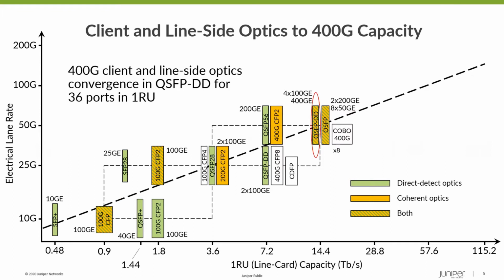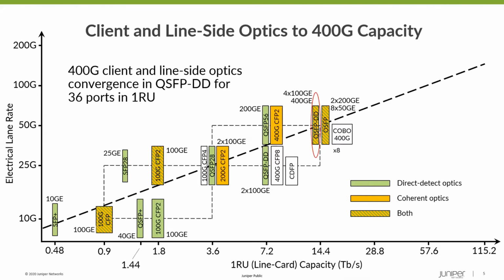This slide, you may have seen in some of my other presentations in the industry, webinars and so on, gives the 1 RU line card capacity across the bottom on a logarithmic scale. So this is going up essentially by factors of 2. It's geared towards 36 ports. And the vertical axis is electrical lane rate. So the industry has been working its way towards higher capacity systems and higher density from 10 gig optics by moving from 10 gig lanes to 25, and now we're at 50 gig lanes.